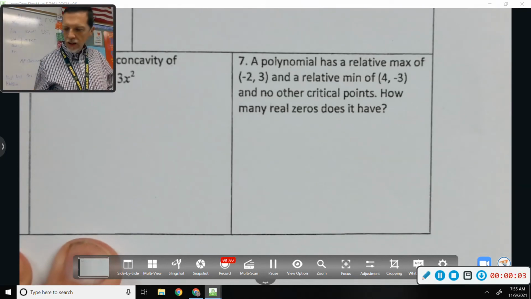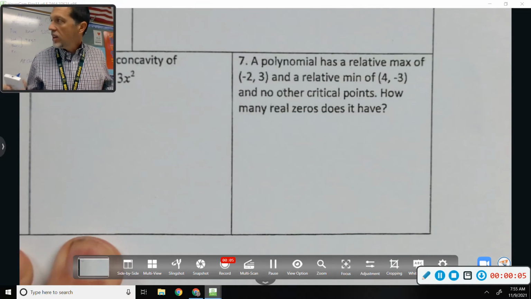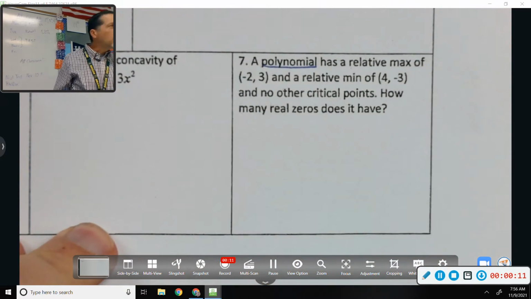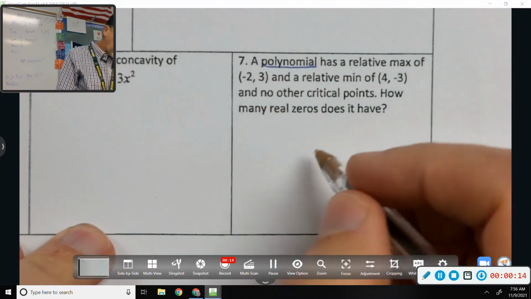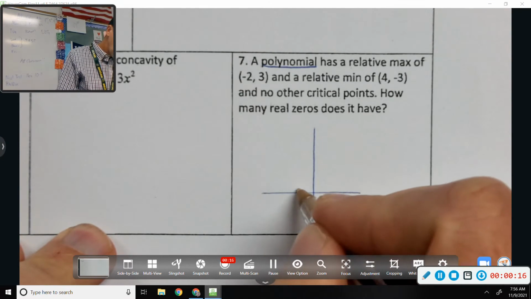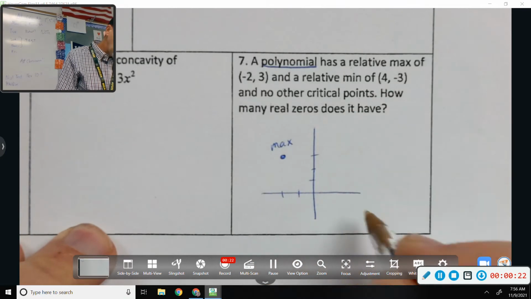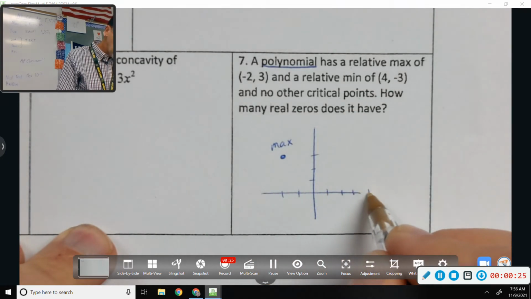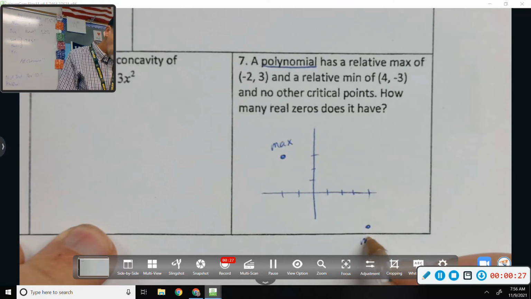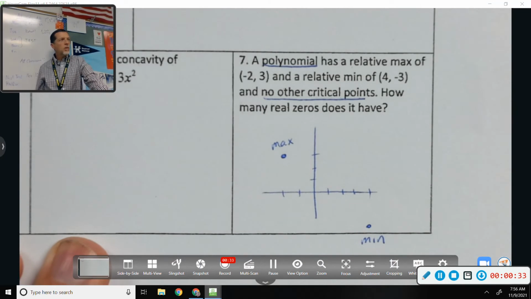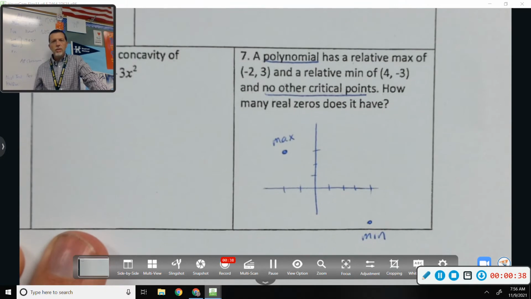Looking at the review, looking at number 7. A polynomial, so that's important. We know generally what a polynomial looks like. It has a relative max of (-2, 3) and a relative min of (4, -3), and no other critical points. So no other places where f prime is 0, or undefined, but as a polynomial, it wouldn't have had any undefined derivatives anyway. How many real zeros does it have?